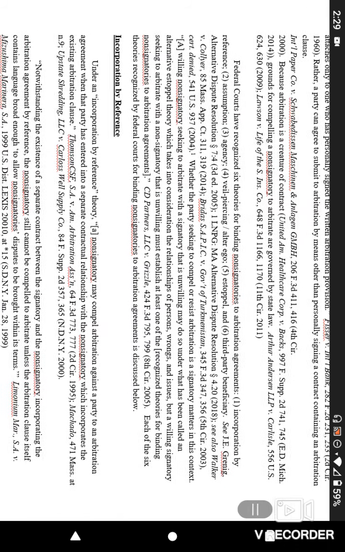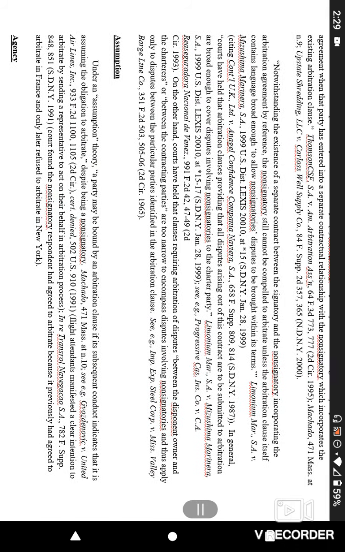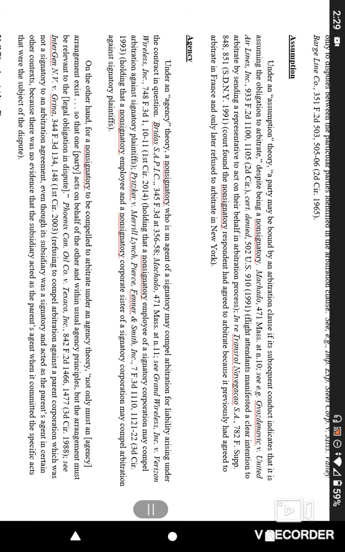So now watch this. We got the definition of assumption, and now we got the case laws of assumption. Under an assumption theory, a party may be bound by an arbitration clause if its subsequent conduct indicates that it is assuming the obligation to arbitrate, despite being a non-signatory. And there you go. There's the case laws.